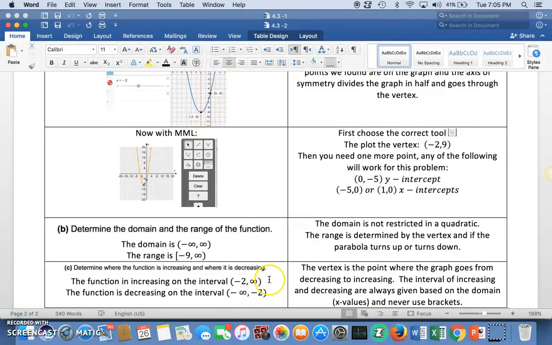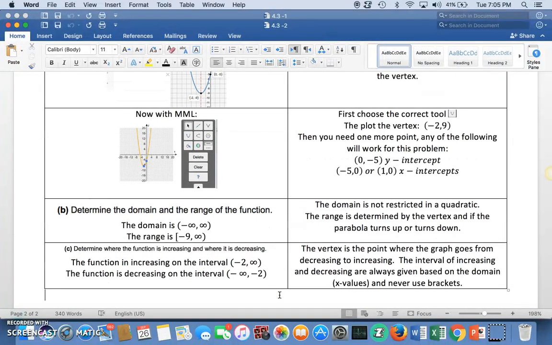You always use parentheses. You will not use brackets with increasing and decreasing. It was decreasing from negative infinity, and it stopped at that vertex of negative 2. So those are your increasing and decreasing intervals. I hope you understand this.